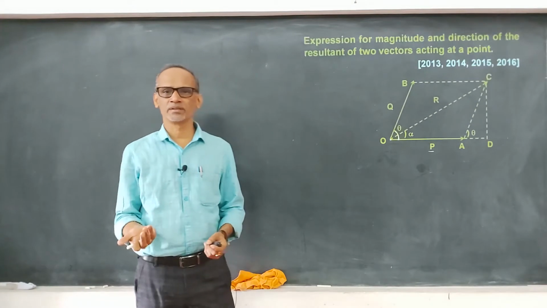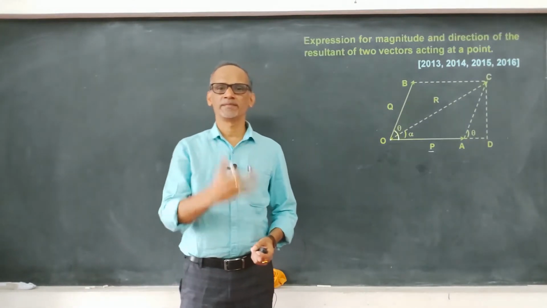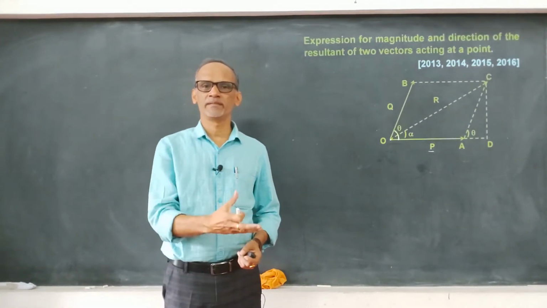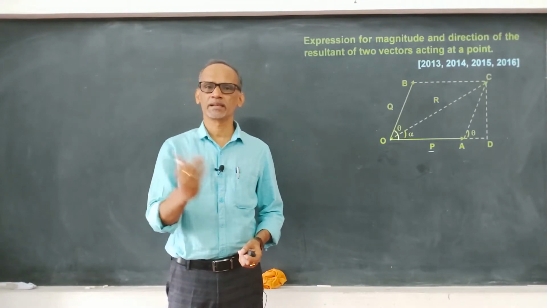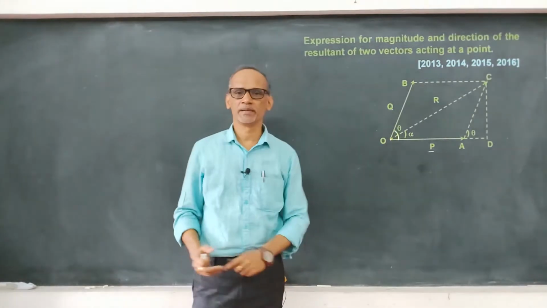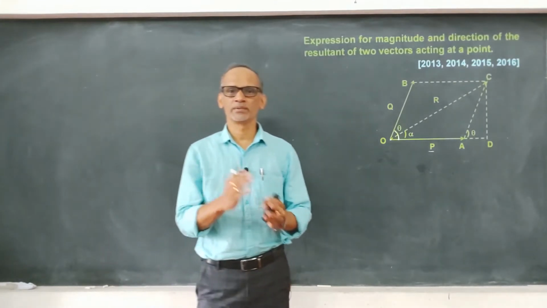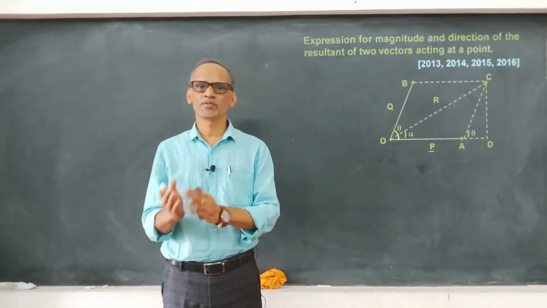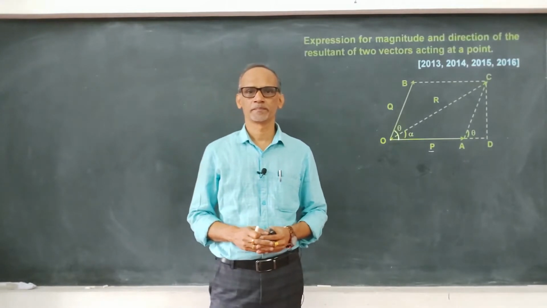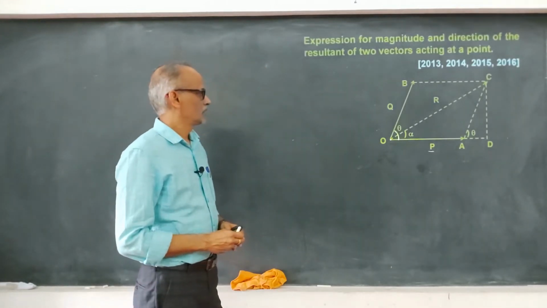Theta can be 0 degree, 2 degree, 10 degree, 5 degree, 30, 30.5 degree, any angle. Theta can have any value. It can be an acute angle as well as an obtuse angle. Acute angle means less than 90 degree, obtuse means more than 90 degree. So that is theta.